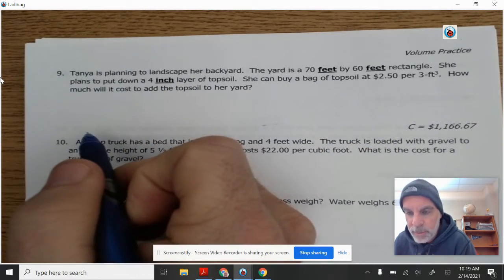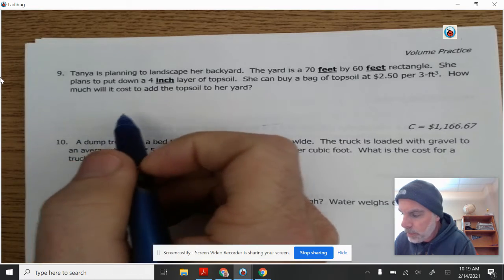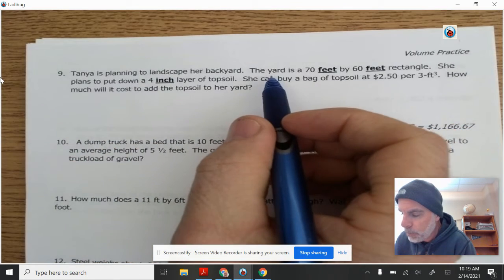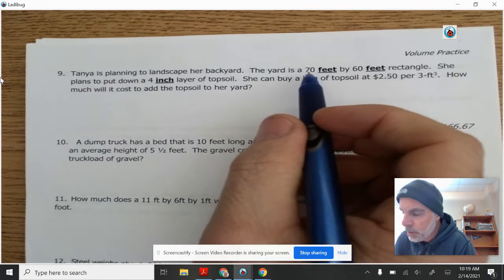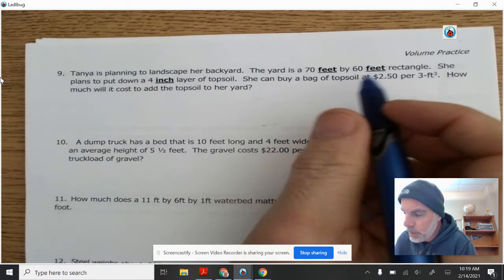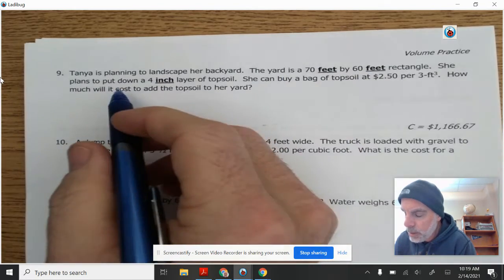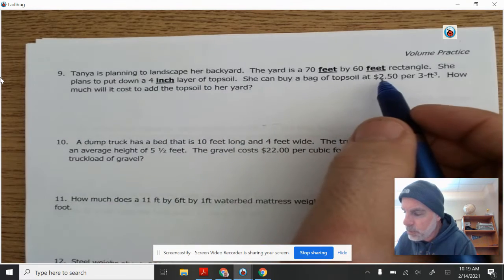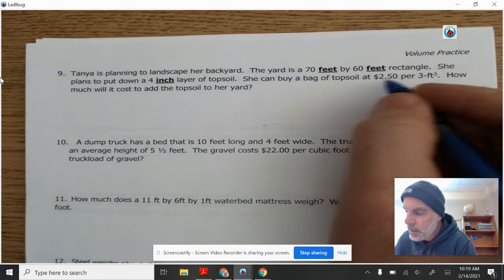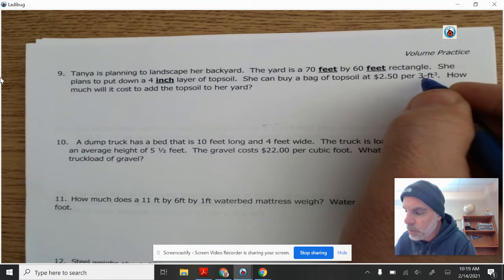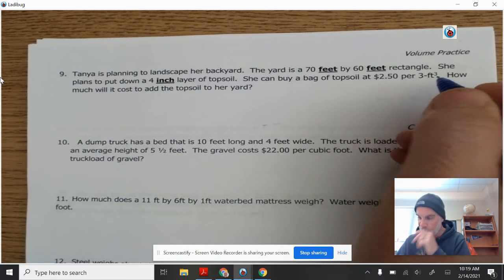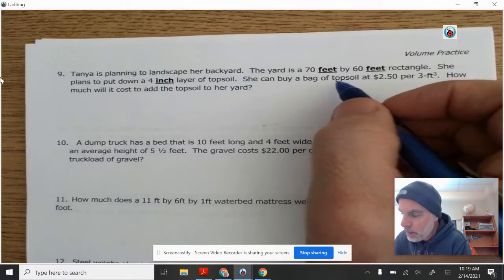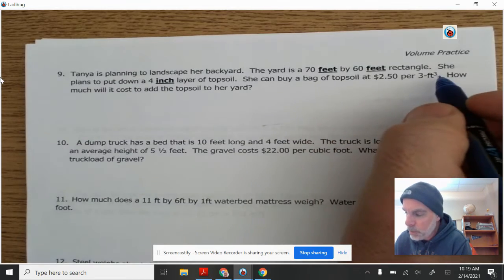If you've ever added topsoil to your yard or seen that happen, or even to a small space, they're doing an entire yard, 70 feet by 60 feet. She plans to put down a 4-inch layer of topsoil. She can buy a bag of topsoil for $2.50, and each bag has 3 cubic feet. So she may be buying a lot of bags, and that's what we're going to find out.